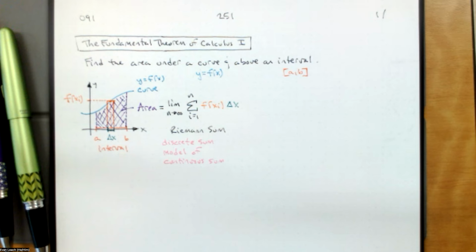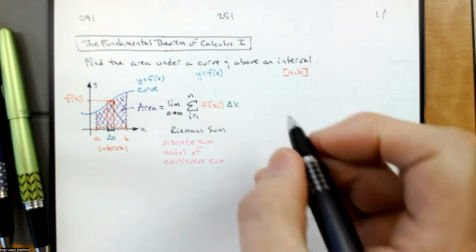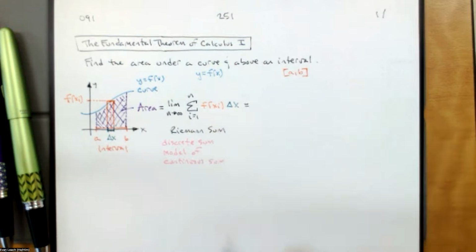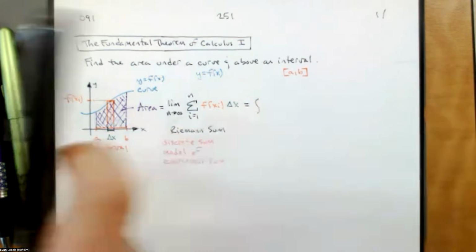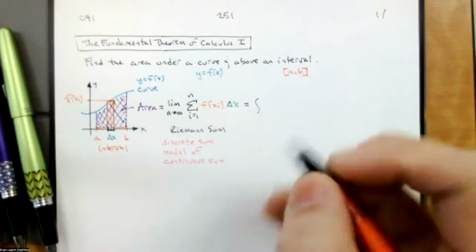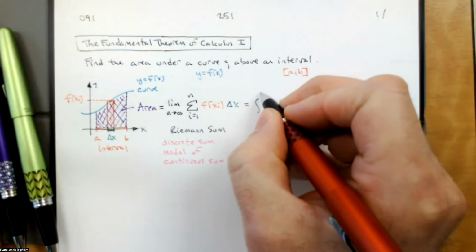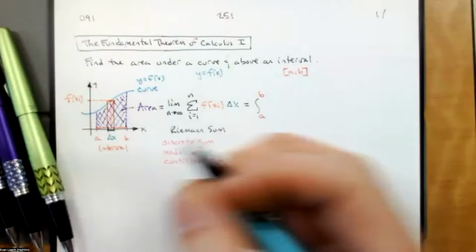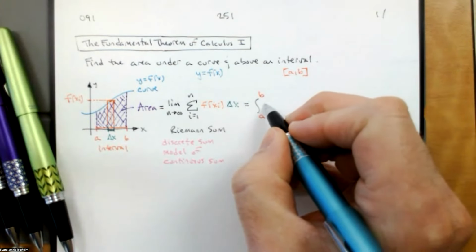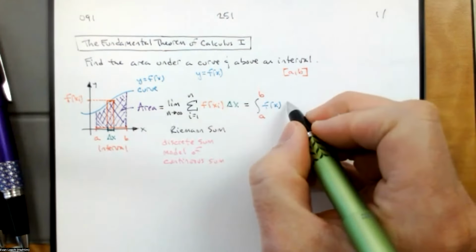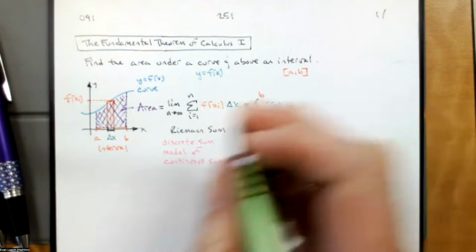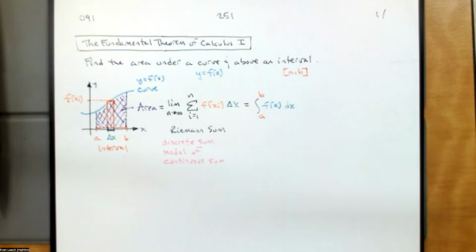The important thing about this Riemann sum is that it leads to a definite integral. This is definitely the part of the show where some stuff happens, and this leads to the definite integral from A to B of our continuous height or length. And our delta x becomes the infinitely thin dx. So here is our definite integral.